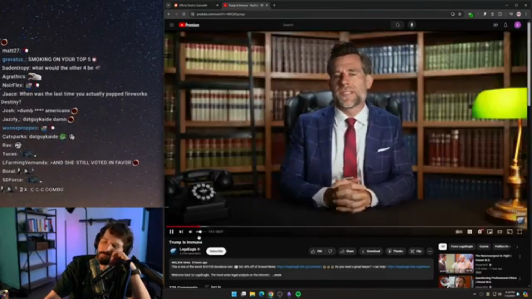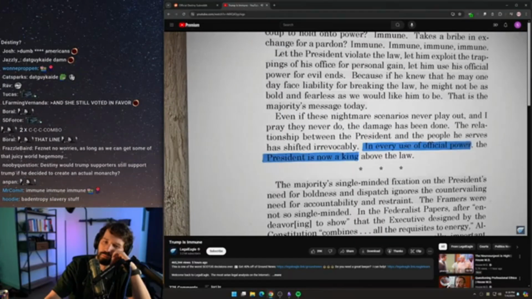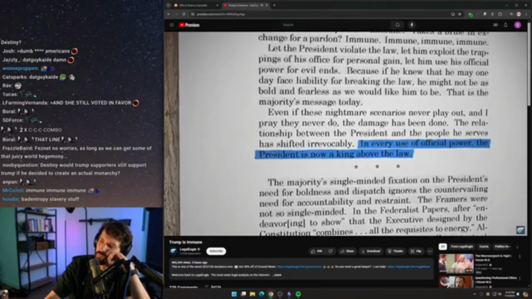Justice Sotomayor concludes that the opinion marked a sea change in the relationship between the people and the president. Quote, "In every use of official power, the president is now a king above the law." But how did we get here?